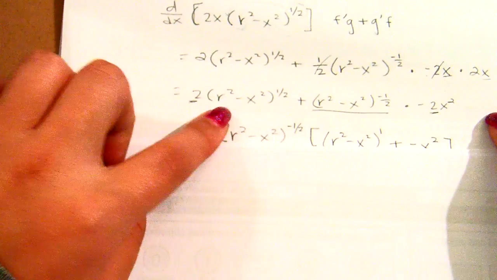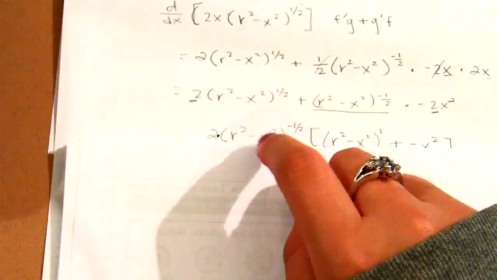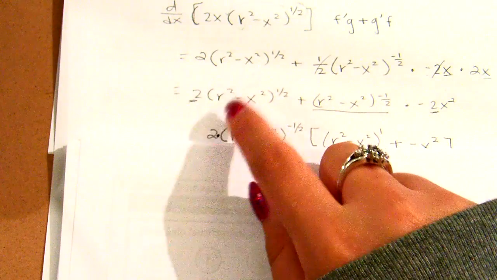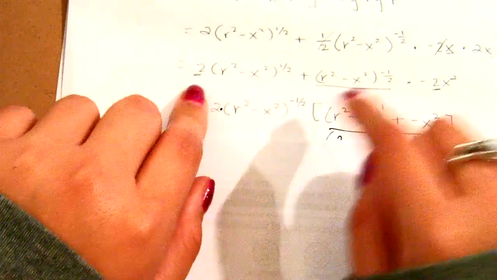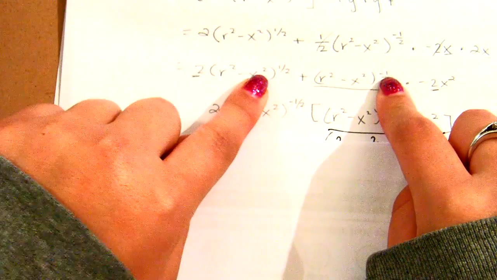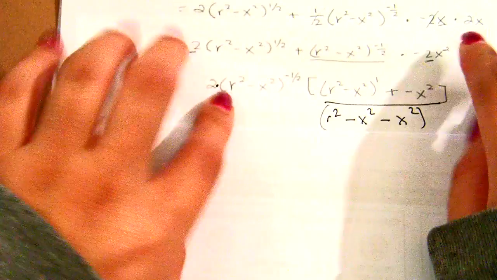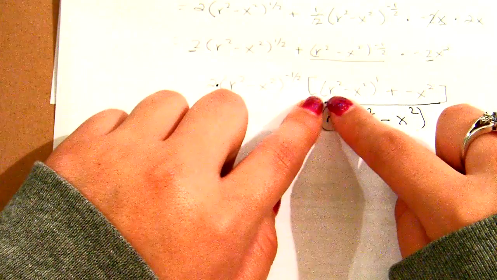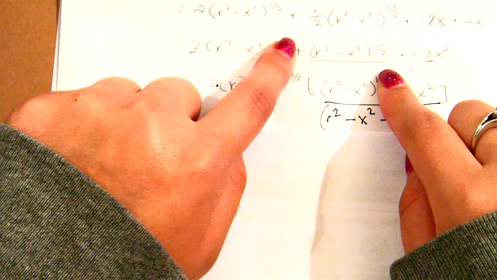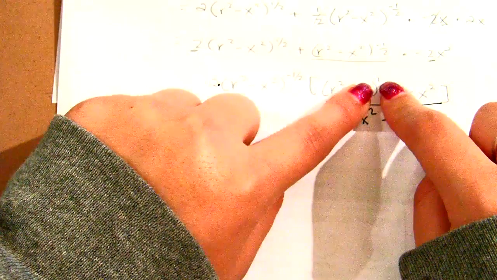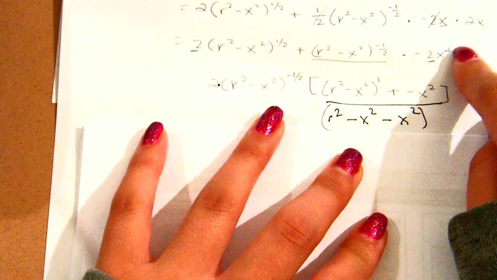So then you could factor out whatever they have in common, and we see that they have a 2, and the quantity r squared minus x squared to the 1/2 is the same. So we could take that out. But since their exponents are different, we take the one with the smallest exponent, which obviously is the negative. And so we have r squared minus x squared to the 1/2 minus negative 1/2, which just gives us an exponent of 1. And then we add it to what's left on this side, which is the negative x squared.